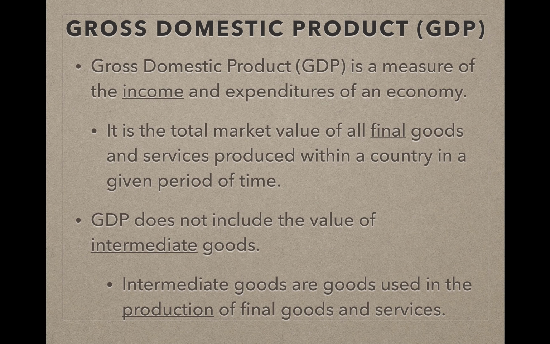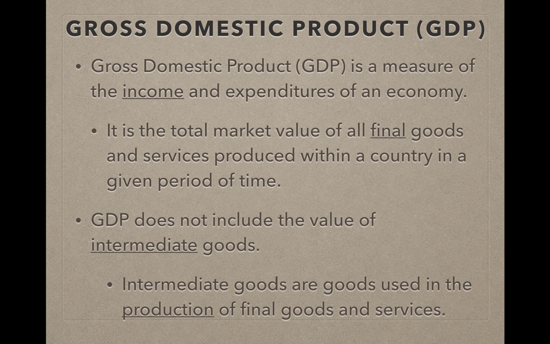To start with, the definition of the gross domestic product is the measure of the income and expenditures of an economy. What that means is this is the total market value of all final goods and services produced within a country in a given period of time. Usually that given period of time is 1 year. We are looking at the monetary value, how much money is the value of all of the goods that the United States, or any country, makes within a year.